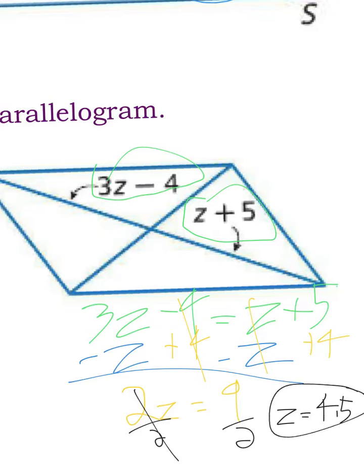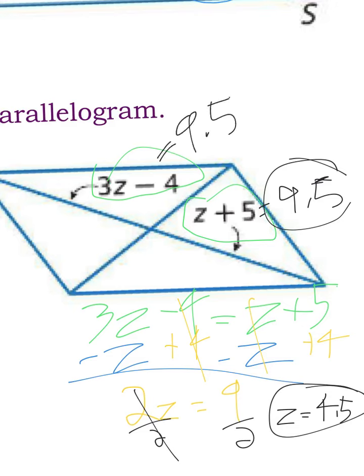Plug z back in. 4.5 plus 5 is 9.5. Then 3 times 4.5 is 13.5 minus 4. That's going to be 9.5. So we set them equal to each other, so when you plug it back in, they should equal the same thing.